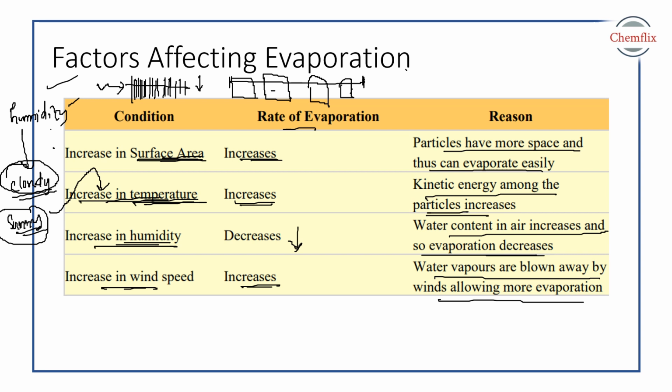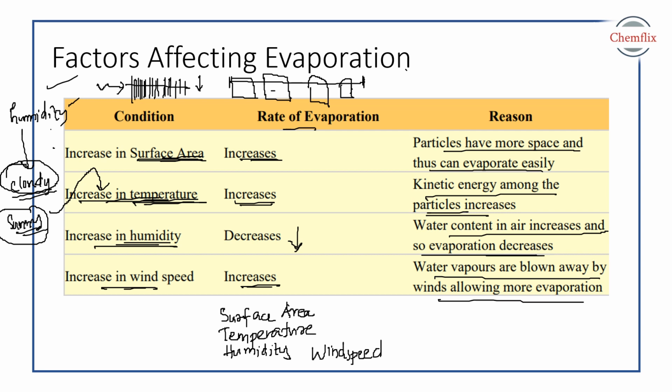So which are the factors that affect evaporation? Surface area, S-U-R-F-A-C-E, surface area. Next comes temperature, ST, temperature. And then comes humidity, H-U-M-I-D-I-T-Y, STH, and then wind speed, STHW, wind speed. Okay, listen here: surface area, temperature, humidity, wind speed.